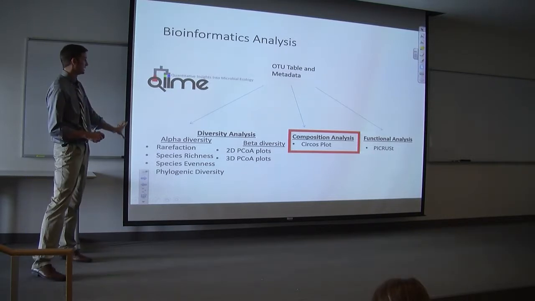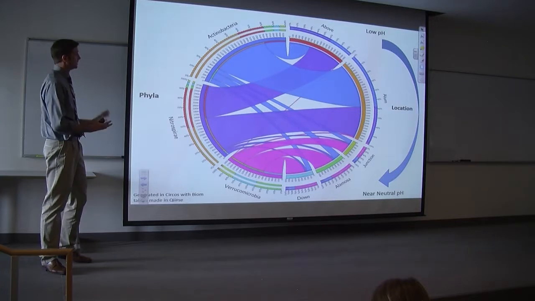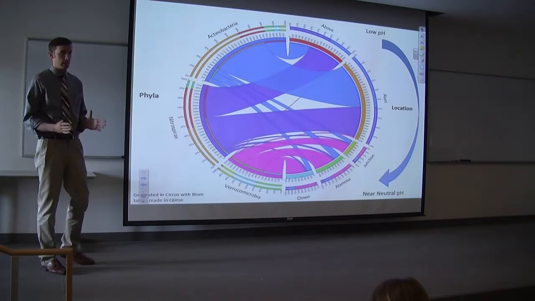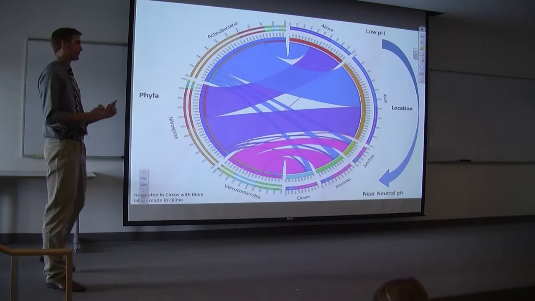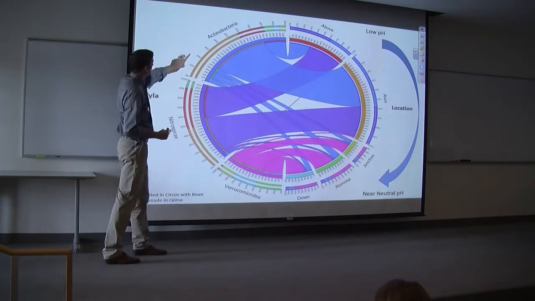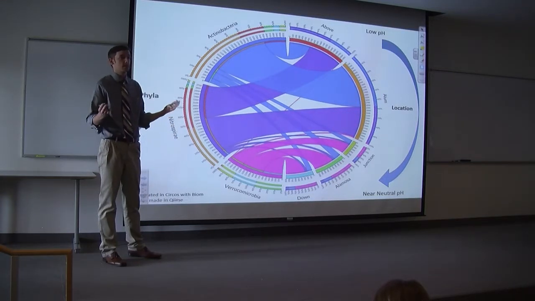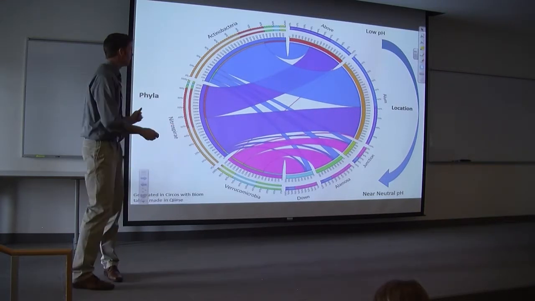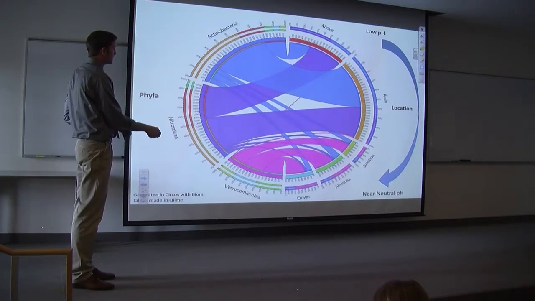After our basic diversity analyses, we did a composition analysis, and this is an image of what that might look like. There's a lot going on here, but let me see if I can explain it. On this side of the circle, we have different bacterial phyla, or just taxonomic groupings. On the right side, these are our sampling locations, and this is along the gradient.